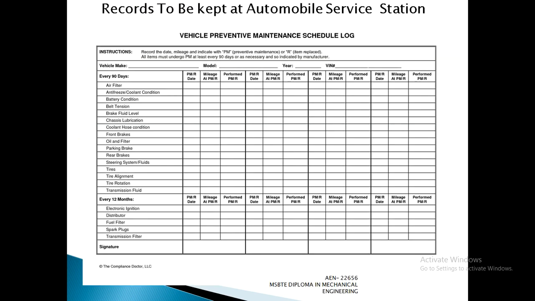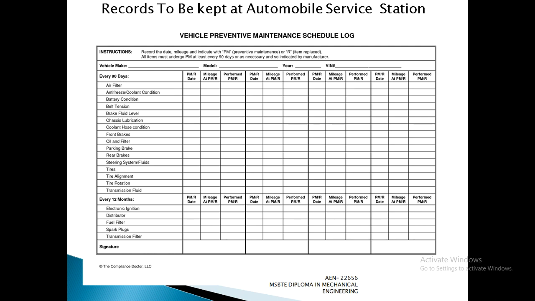Coming to the next point, during maintenance or during a service, what are the different records to be kept at an automobile service station? This image shows a vehicle preventive maintenance schedule log. It consists of different components, that is air filter, coolant condition, battery condition, belt tension, brake fluid level, chassis lubrication, coolant hose condition, front brakes, oil and filter, parking brakes, rear brakes, steering system and fluids, tires, tire alignment, tire rotation, transmission fluid, etc. This has to be done every 90 days.